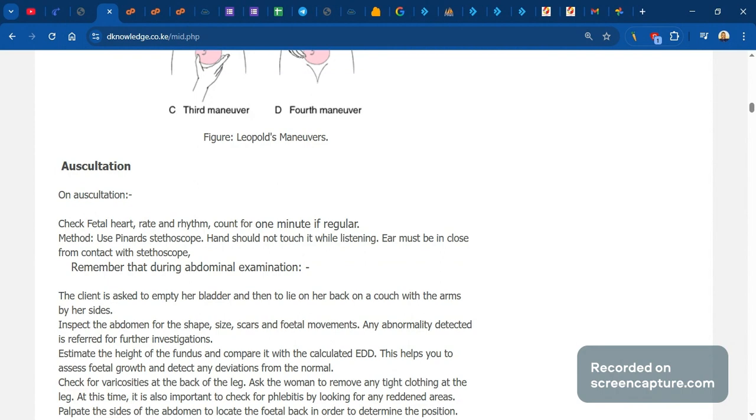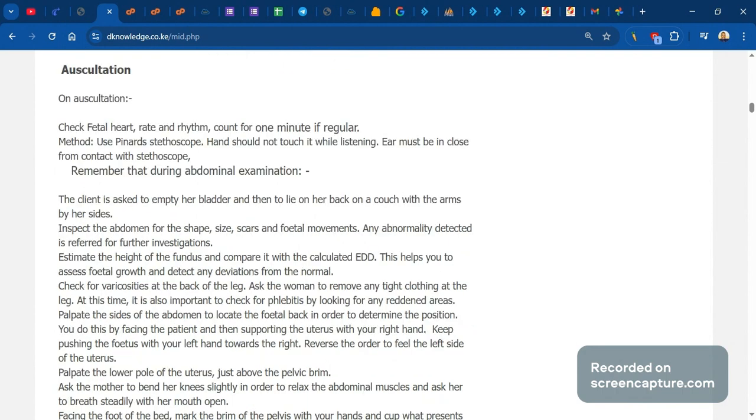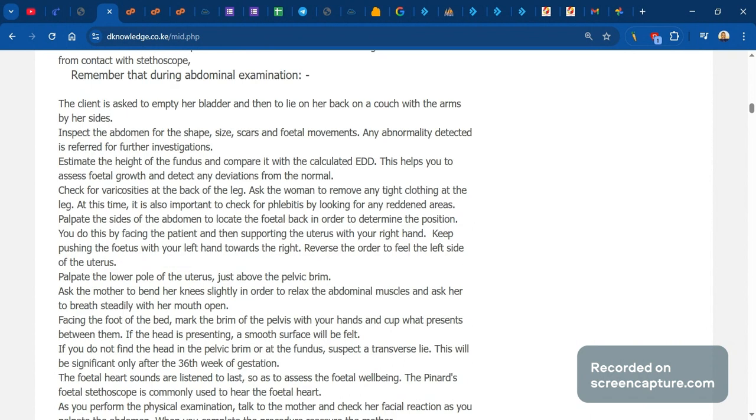And you remember that during abdominal examination the client must be asked to empty her bladder and then to lie on her back on a couch with the arms by her side. Then inspect the abdomen for the shape, size, scars, and fetal movement. Then you check for any abnormality detected. Then you refer for further investigation. You can refer for doctor's review, ultrasound or gynecological review.